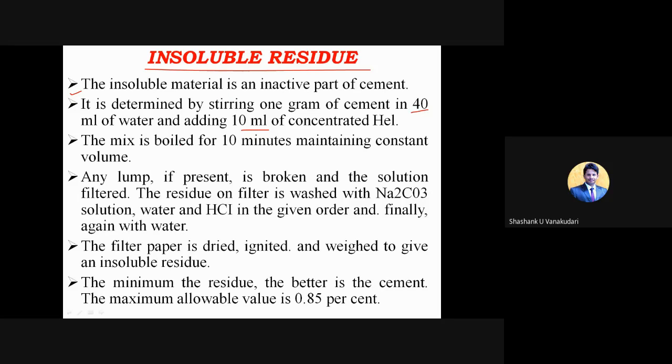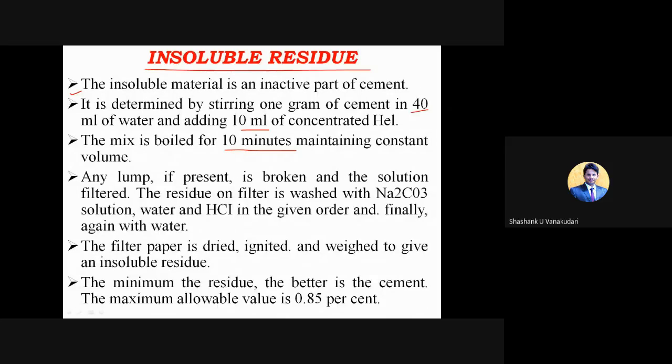After that, the entire mixture containing 1 gram of cement, 40 ml of water and 10 ml of concentrated HCl, we need to boil for 10 minutes, maintaining the constant volume so that it should not evaporate. Clear? And any lumps, if present, are broken and the solution filtered. If anything forms lumps with the HCl and the water, it should be broken and the solution should be filtered.